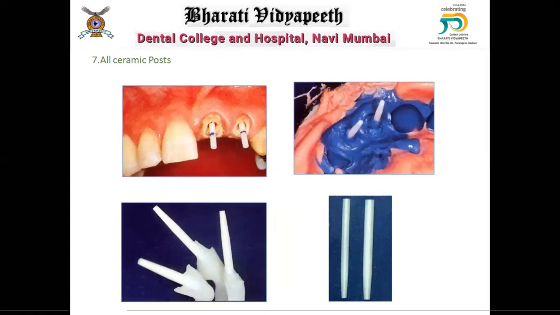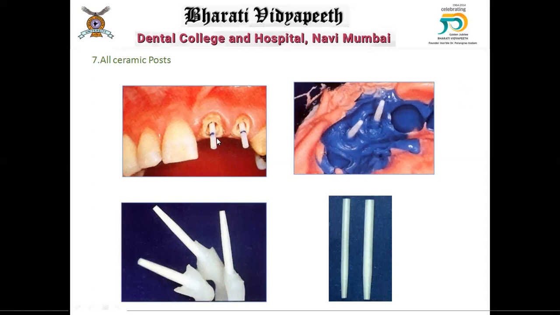Then the all ceramic post. These posts are just rod-like structures. They're made up of metal, glass fibers, carbon fiber, ceramic, zirconia, composites, various other materials. But in aesthetic zones, the ones we can use are the glass fiber ones, ceramic ones, and the composite ones. And out of them, the all ceramic posts are the strongest ones.